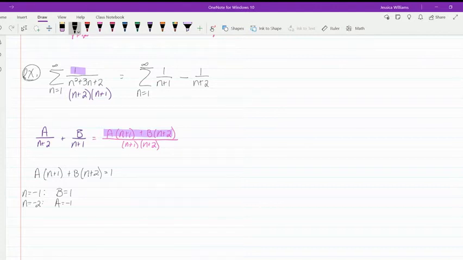Okay, now let's list some terms. These are not your partial sums. This is still just your series. Let's write some terms of our series. We're going to write an nth partial sum.